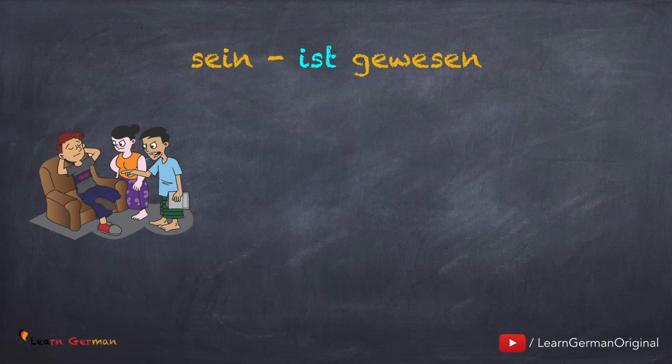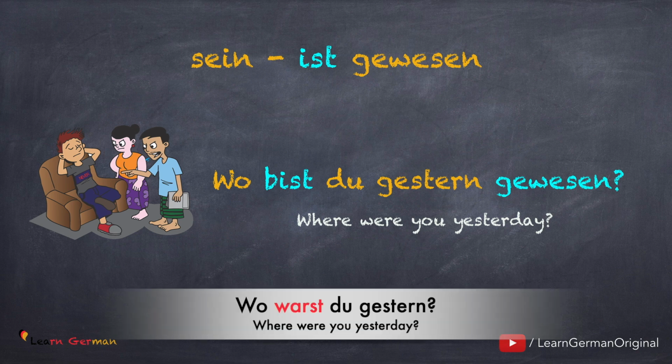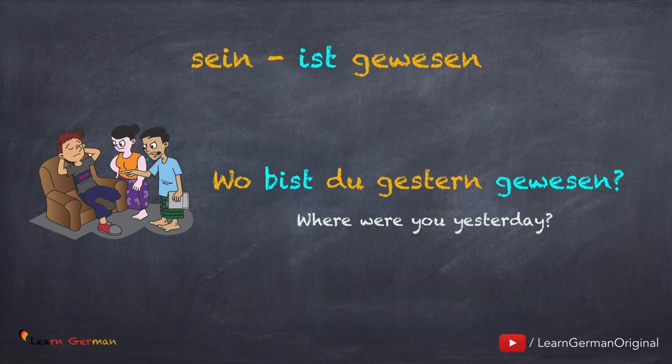Sein ist gewesen. Wo bist du gestern gewesen? In the normal case, we use the Präteritum for sein, that is, war. You would ask, wo warst du gestern? But in the spoken language, one does come across the perfect for sein.